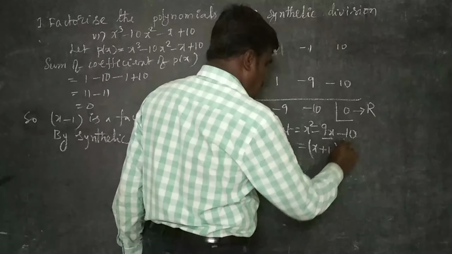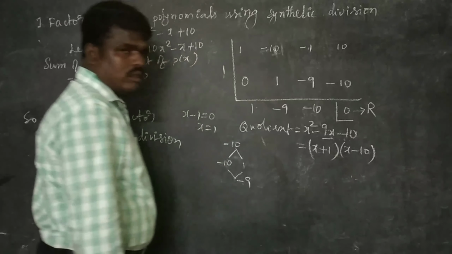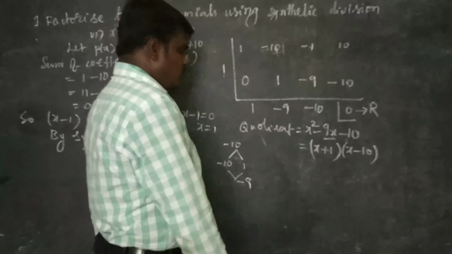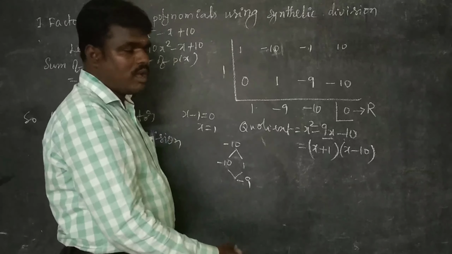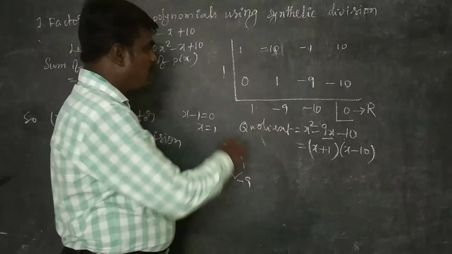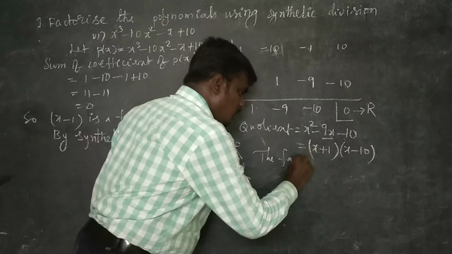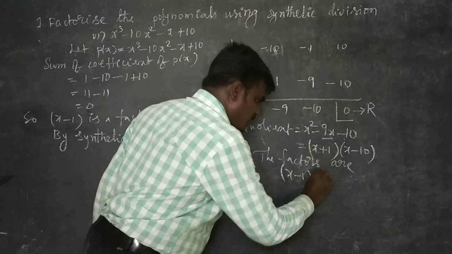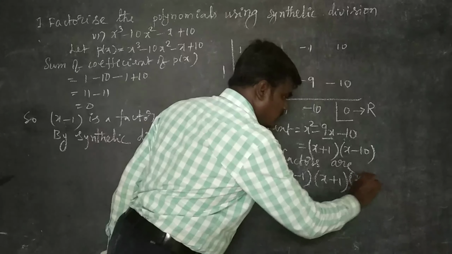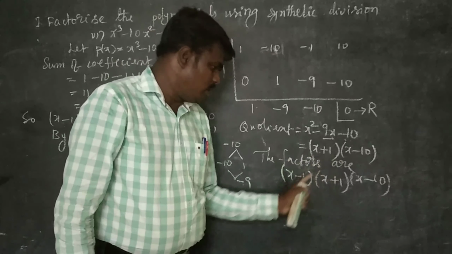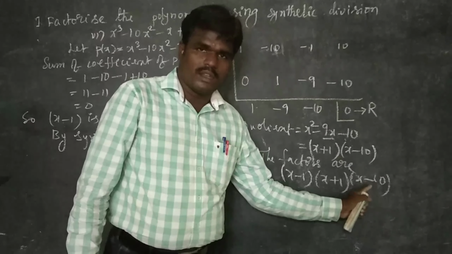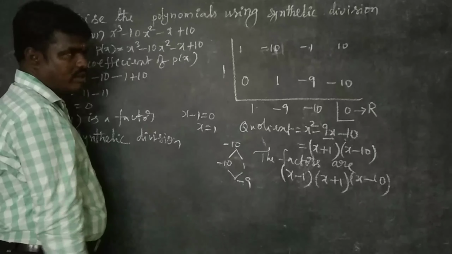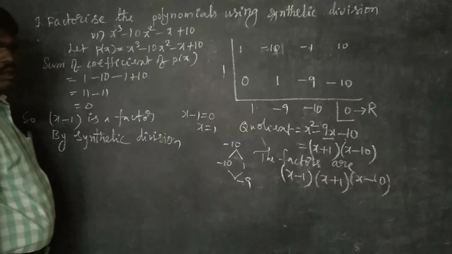x plus 1 into x minus 10. So now we have three factors: x minus 1, x plus 1, x minus 10. The factors are x minus 1, x plus 1, x minus 10.